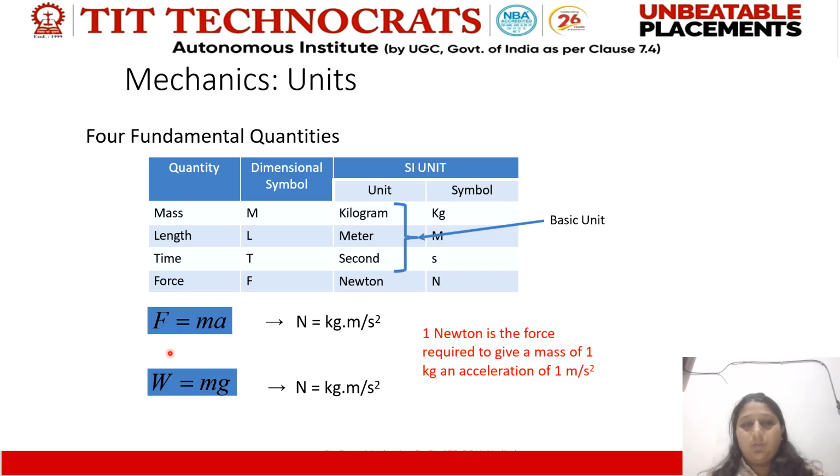The formula for force is force equals mass into acceleration. As I have mentioned in the table, the unit for force is Newton, the unit for mass is kg, and the unit for acceleration, that is speed, would be meter per second square. Hence, the unit of force, Newton, is equal to kg into meter per second square. Similarly, for weight, W equals m into g, where again Newton equals kg dot m per second square.